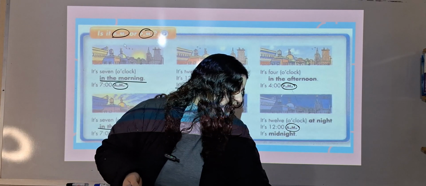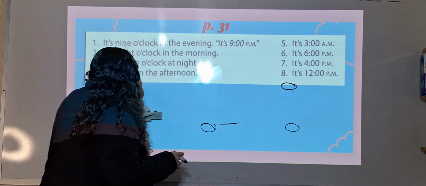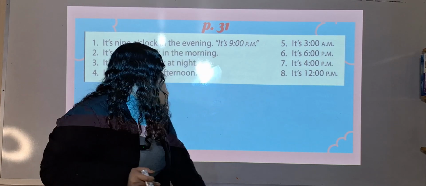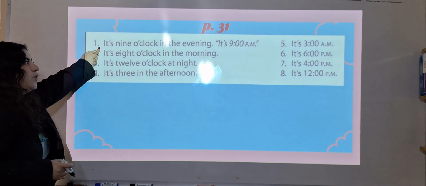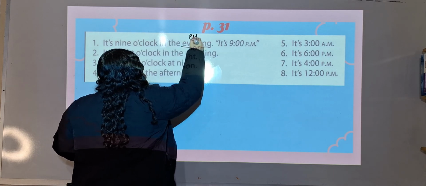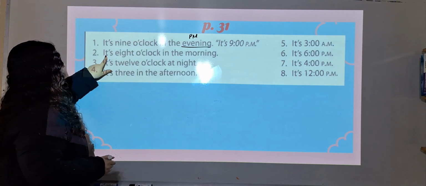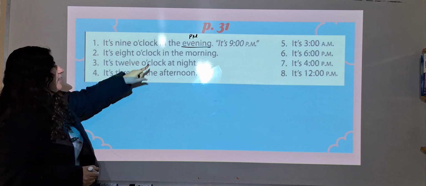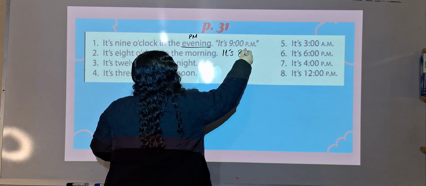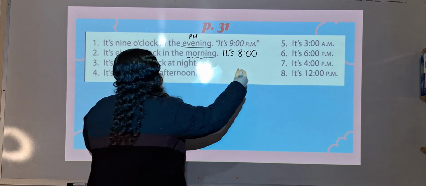We're going to keep practicing telling the time on the same page, page 31. We're going to be reading the times that we have in the first column, and we're going to write them down. For example, here we have it's 9 o'clock in the evening, and we agreed that for evening we're still using PM. So 9 o'clock PM. There you go. Next one, we have it's 8 o'clock in the morning. First, I write down the hour. It's 8 o'clock. And we agreed that the morning is not going to be using PM but AM.